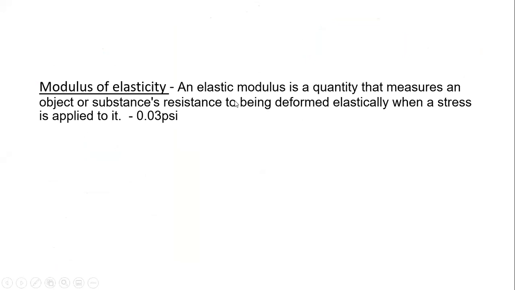The elastic modulus is a quantity that measures an object or a substance's resistance to being deformed elastically when a stress is applied to it. The modulus of elasticity for zinc oxide eugenol is 0.03 pounds per square inch.